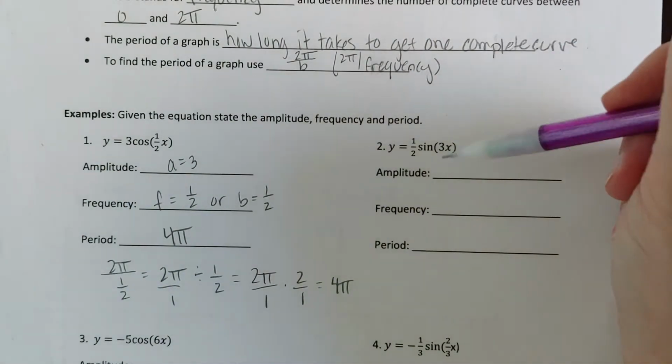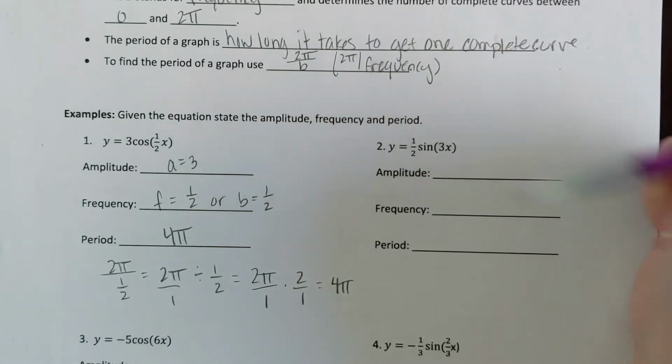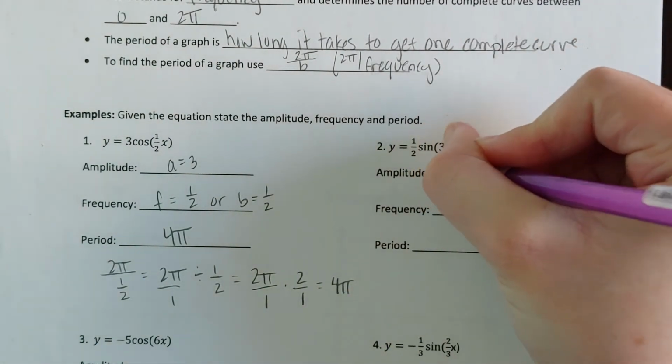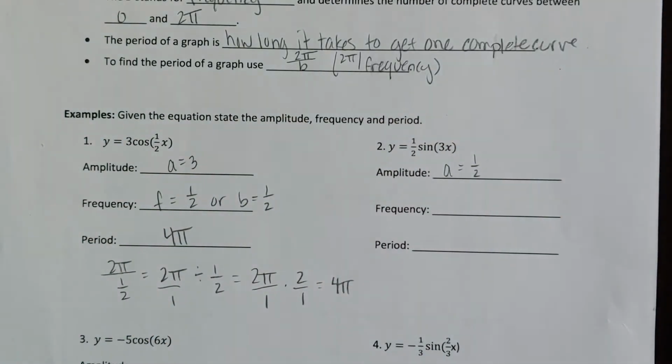All right, let's look at this next one. Here we have y equals 1/2 sine of 3x. So the amplitude is the number out front. It's the 1/2.